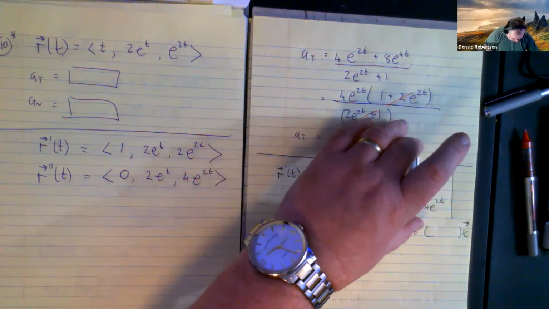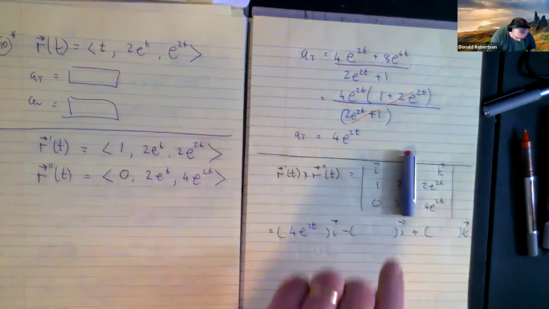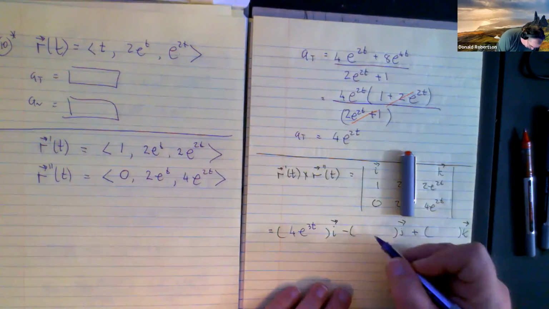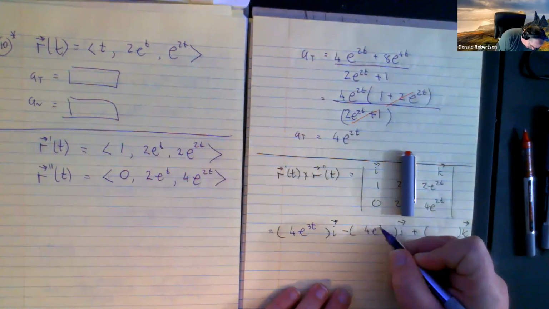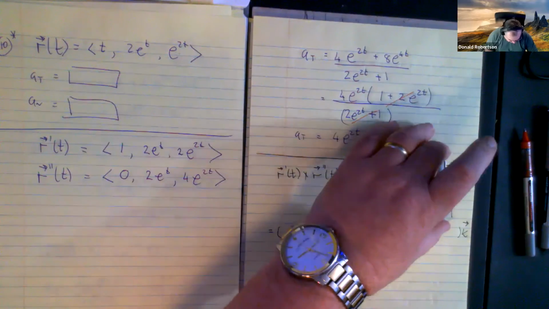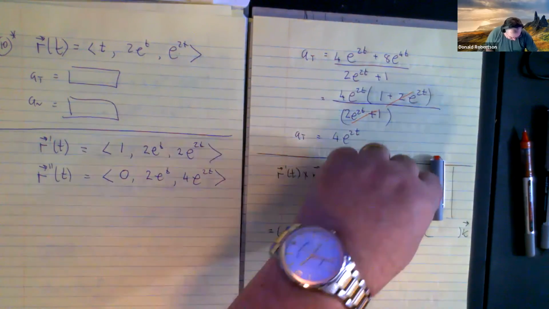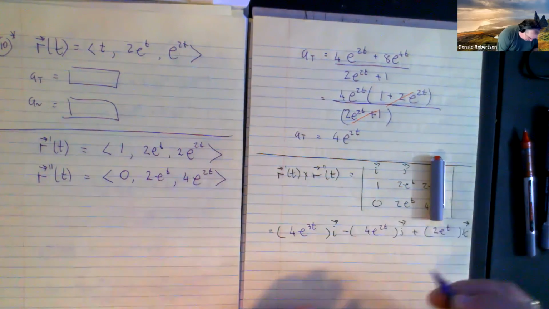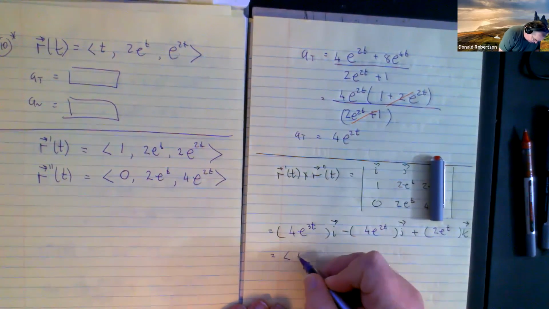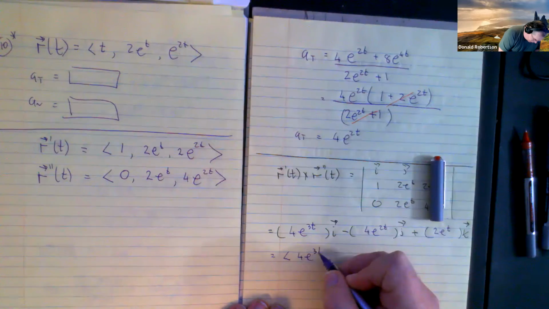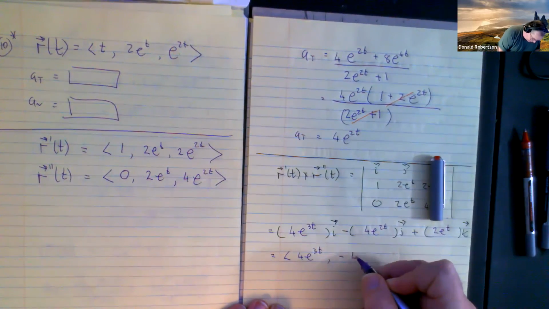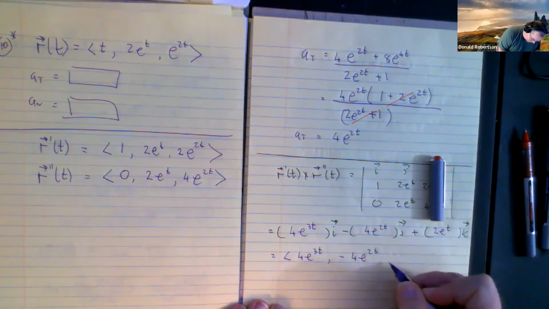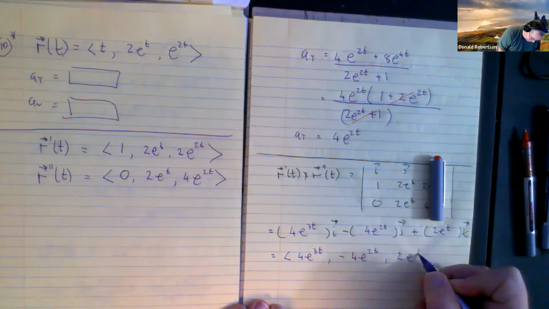Middle one. That guy, take away nothing, just leaves you with this fella. So that's 4e to the 2t. And the last one is that guy, take away nothing, so that leaves you with 2e to the t. So we get 4 of this guy, negative 4 of this guy, and 2 of those guys.